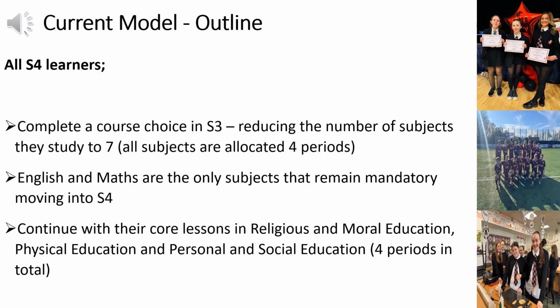As part of the current model, young people also complete a course choice form in S3 ahead of moving into S4. When a young person moves into S4, they reduce the number of subjects that they study in S3 down to 7 for S4. English and Maths remain mandatory subjects moving into S4. A young person then chooses 5 subjects that they have studied in S3 to carry on studying in S4, meaning that they will have a total of 7 subjects in S4.